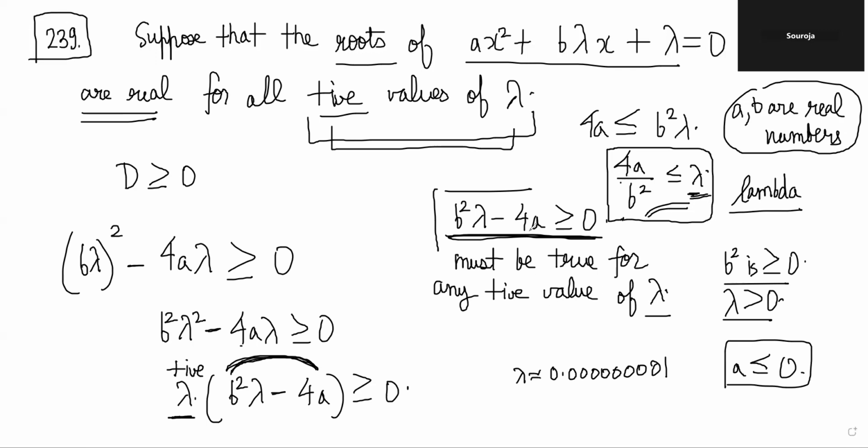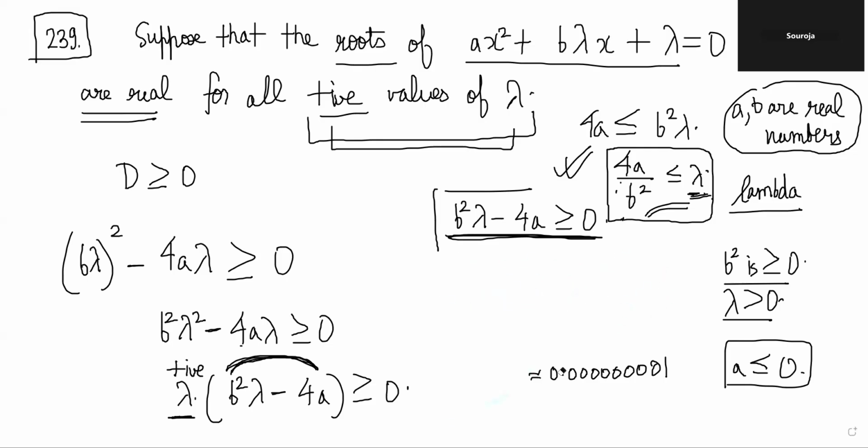How can we make sure that the inequality is always true for any positive value of lambda? Think about it. The only way to make sure of that is if the left side is negative, because any positive will be bigger than negative. We can make the left side negative only by changing the sign of a, because b square is always positive. We have to say a should be less than or equal to 0. Then only we can say for sure.